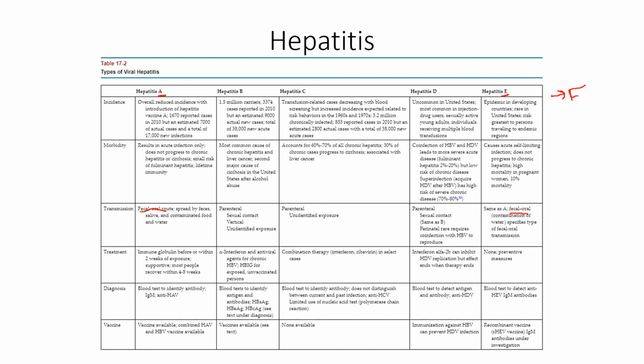However, there is still a small risk that we can get that fulminant hepatitis. So again, all of these hepatitises can progress to fulminant. So A and E are the ones that are going to be acquired through the fecal-oral route. And luckily, there's pretty good treatment for hepatitis A if you get this immune globulin therapy before or within 2 weeks of exposure. Most people are going to recover within 4 to 8 weeks.